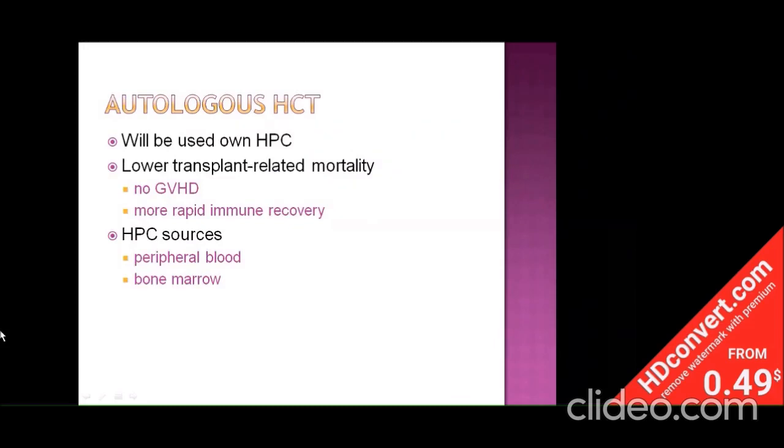Again, about autologous, the patient's own HPC is used. Here there is lower transplant-related mortality, no GVHD, and more rapid immune recovery, because we are not giving marrow from some other person, so there is no chance for GVHD, and the recovery happens very fast. The sources are peripheral blood collection and bone marrow collection.